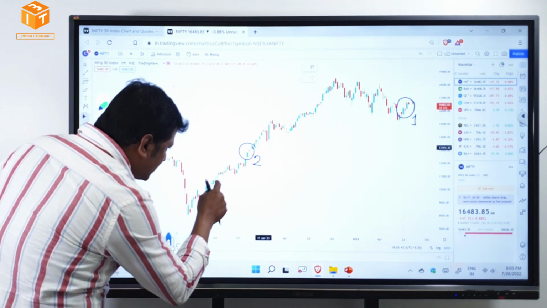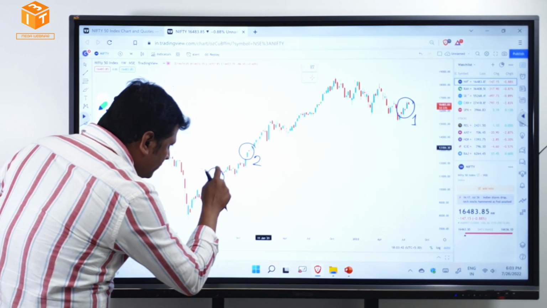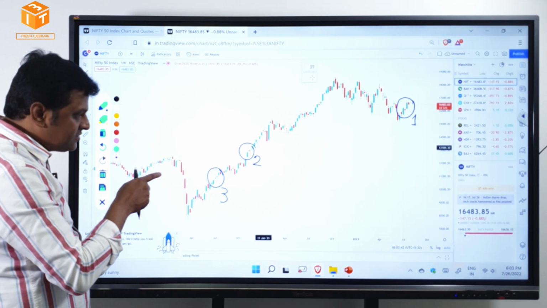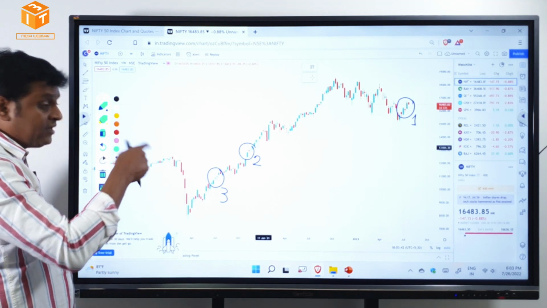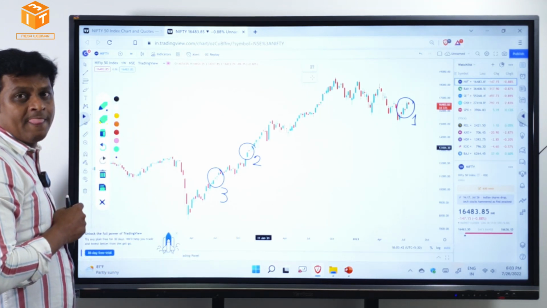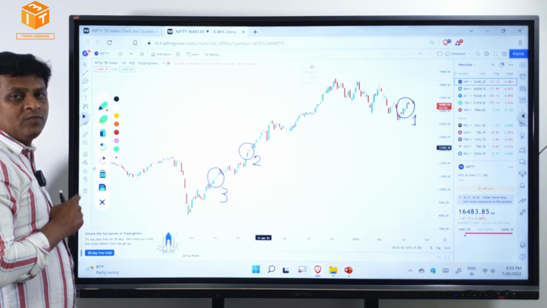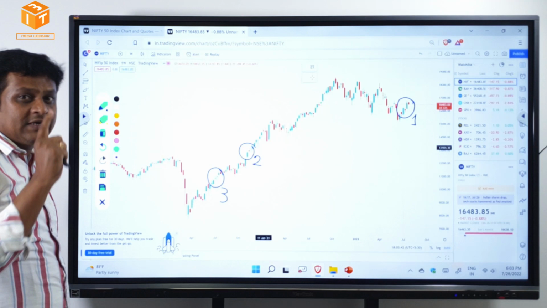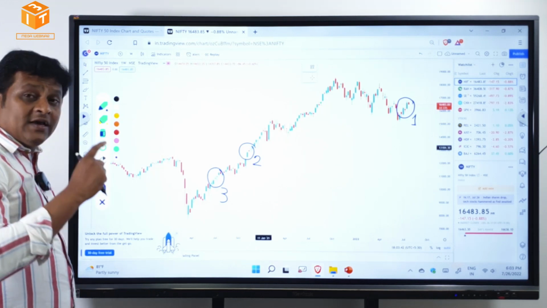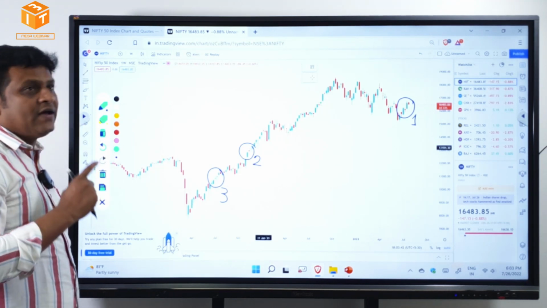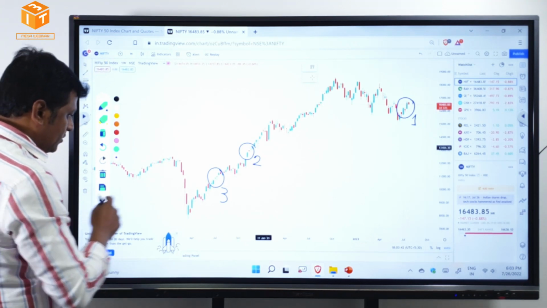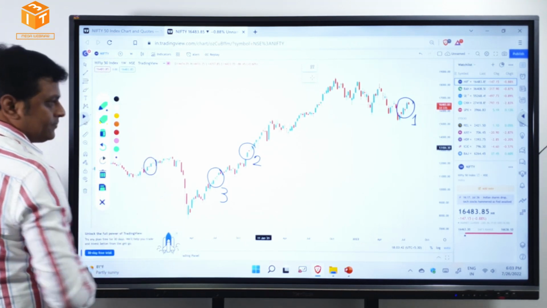If you can find some more structure, see this one. Rally, gap up base and then a gap up rally. What is a gap? A gap is a momentum candle. We spoke so many times. A gap is a momentum candle because a gap signifies tremendous momentum. Okay? Alright, sounds good. Look at this guy.